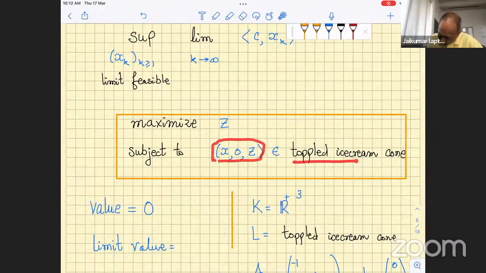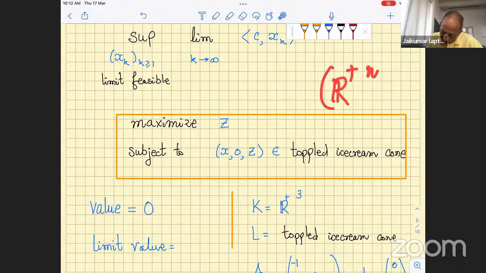they must belong to, let us say we are looking at all points in R plus to the power n. Sorry, what n? It's R plus 3. So all points x, y, z in the positive orthant, with the property that when you project them, you take these two coordinates and set this to 0, then it should be in the toppled ice cream.